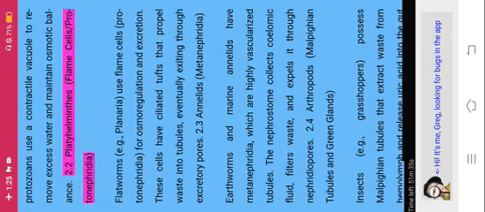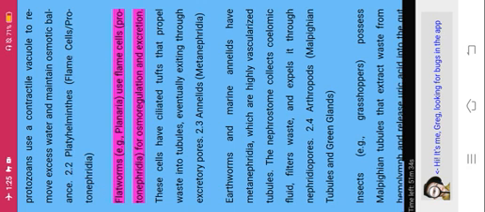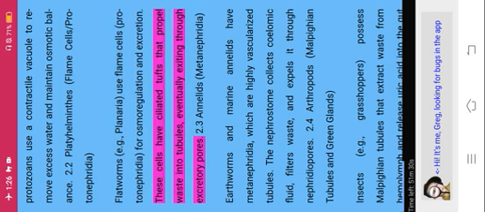2.2 Platyhelminths. Flame cells. Protonephridia. Flatworms, e.g., planaria, use flame cells, protonephridia, for osmoregulation and excretion. These cells have ciliated ducts that propel waste into tubules, eventually exiting through excretory pores.